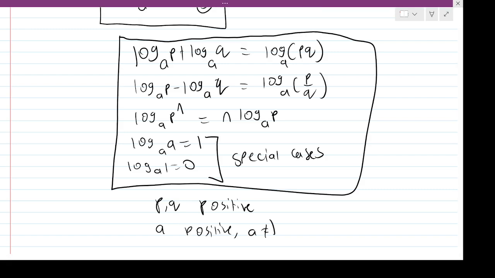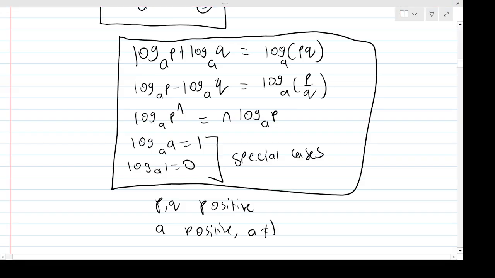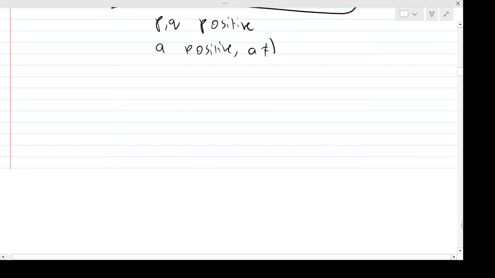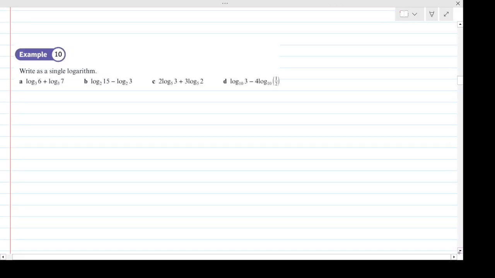It looks like a lot again, but we're going to put these in action. It's kind of like with trig identities. You need to know your trig identities, and you can use them to show certain equations. It's the same sort of idea here. So let's have a look at some questions with these log laws.